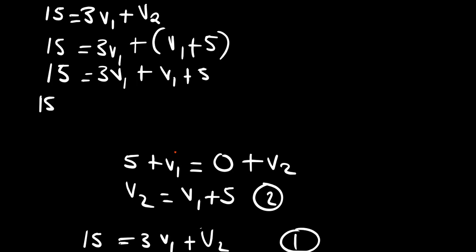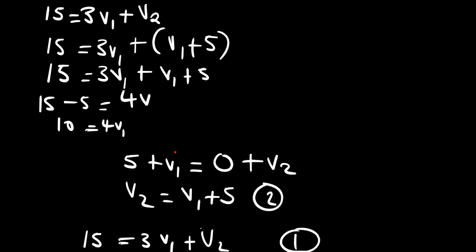If I bring the 5 to the other side, it's going to be 15 - 5 is equal to 3v1 + v1. That is 3v1 + v1, I'm going to have 4v1. 15 minus 5, that is 10. This is equal to 4v1.